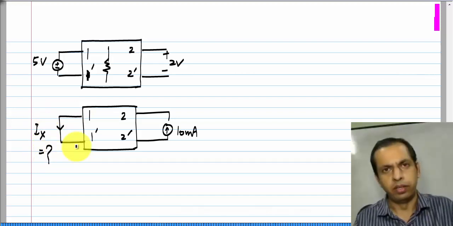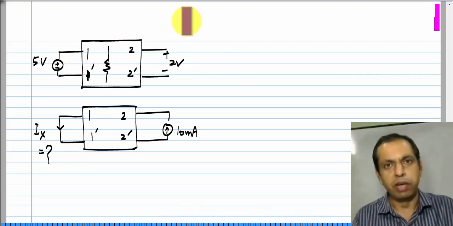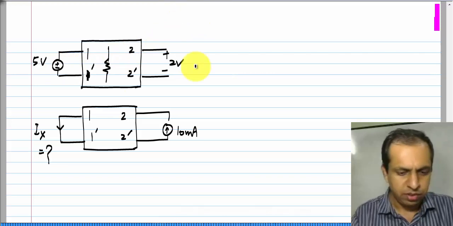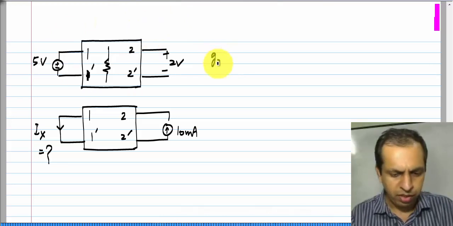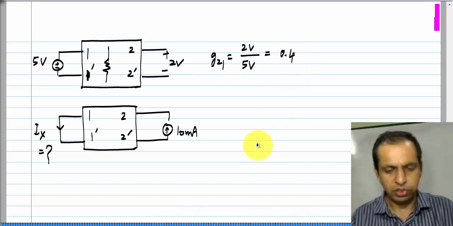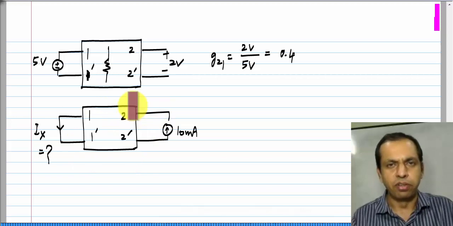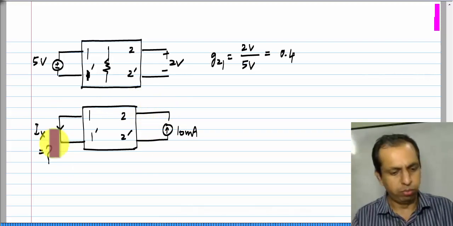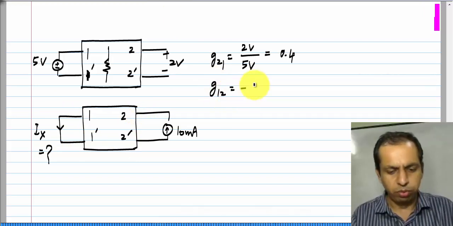That way. So, this is a straightforward reciprocity problem, and you can think of the G parameter equivalent for this, because from the first circuit, you see that G21 is 2 volts by 5 volts, which is basically 0.4, and the second part is implicitly asking for G12. You apply a current to port 2, measure the current in port 1, and you know that for a reciprocal network, G12 is minus G21, which is minus 0.4.